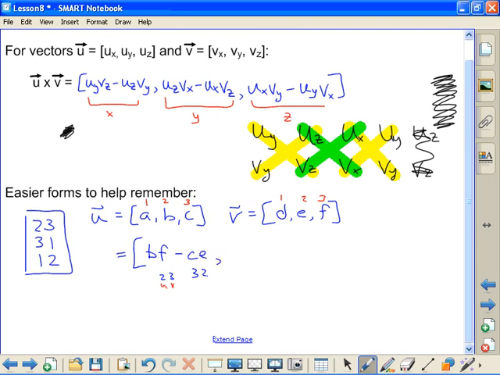Then I have 31, so I'd have 31 and then 13. Again, it's always in the form uv, uv, uv. So from vector u, I'm going to get the third term, which is c, and multiply it with the first one from v, d, always subtracting, 1 with 3, so af. And then the final one is the 12, which would switch to a 21, 1 with 2, so ae minus 2 with 1, bd. Okay?